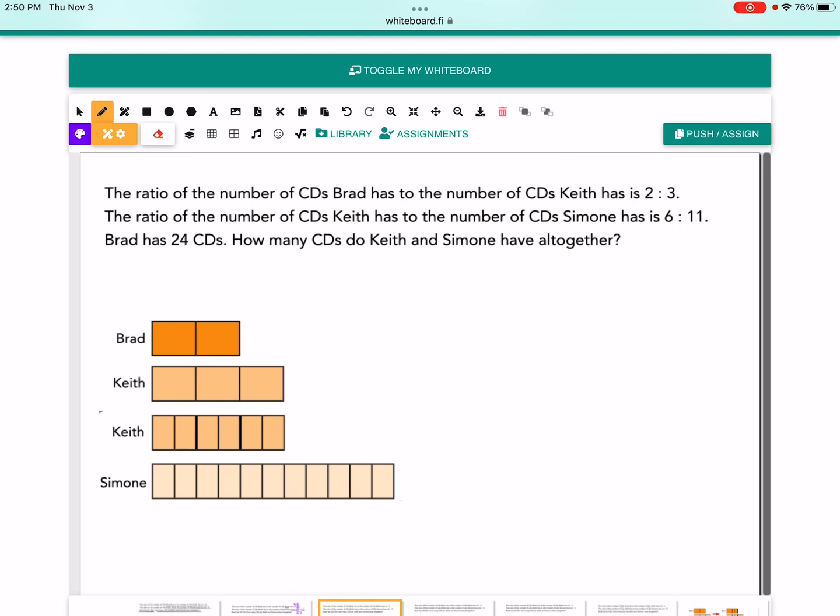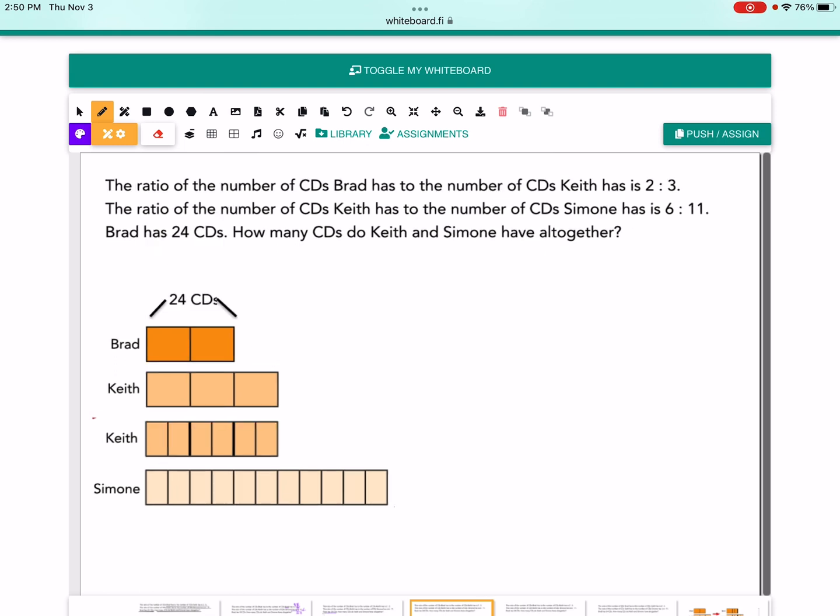So there is one more piece of information we have to put in here, and that is that Brad has 24 CDs. So where might we put that 24? What do you think? Well, if you said we have to represent it with Brad's bar, either here or off to the side maybe, just something indicating that this entire bar is 24 CDs, then you did a good job, all right? So now we've covered everything we know.